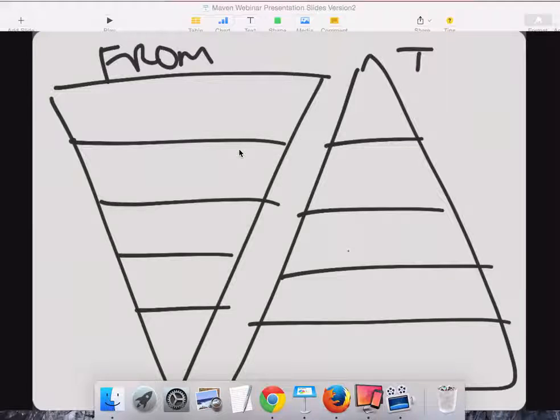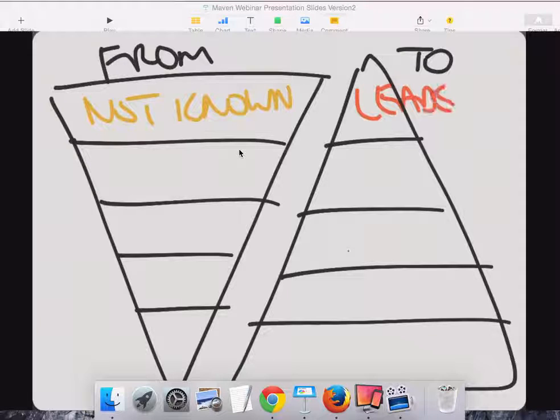This is where we're moving to. So the from: we're moving from you not being known. If you're not known by your clients, you're not going to get the clients. Simple as that. We want to move to you being seen as a leader, being seen as a trusted advisor. That's what we want to move from and to.